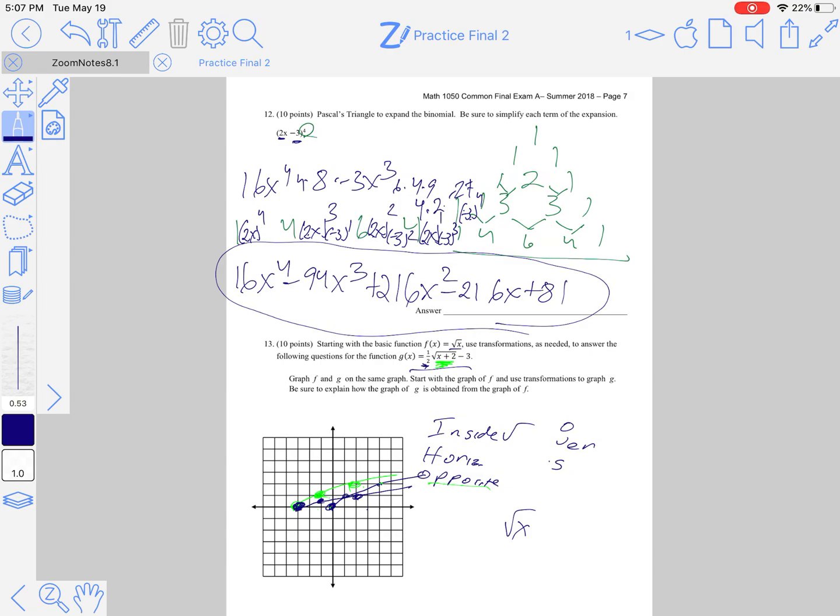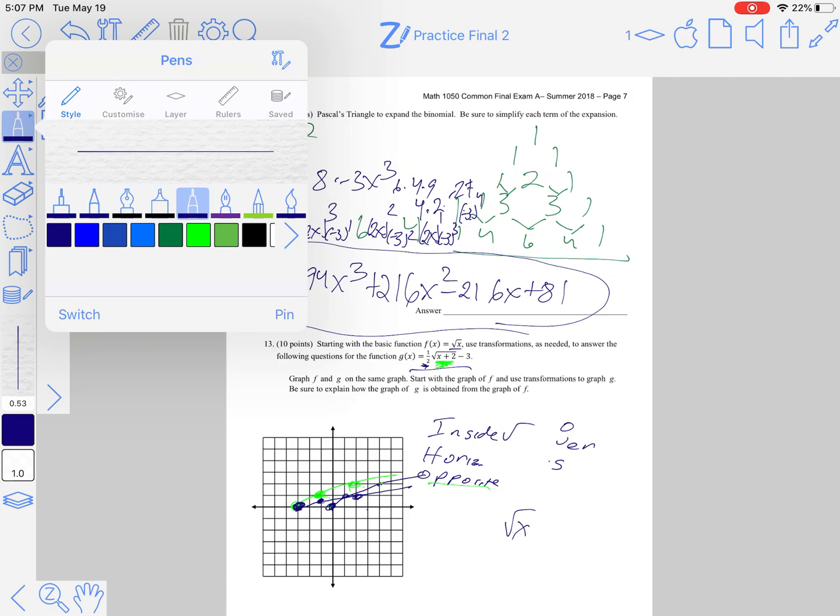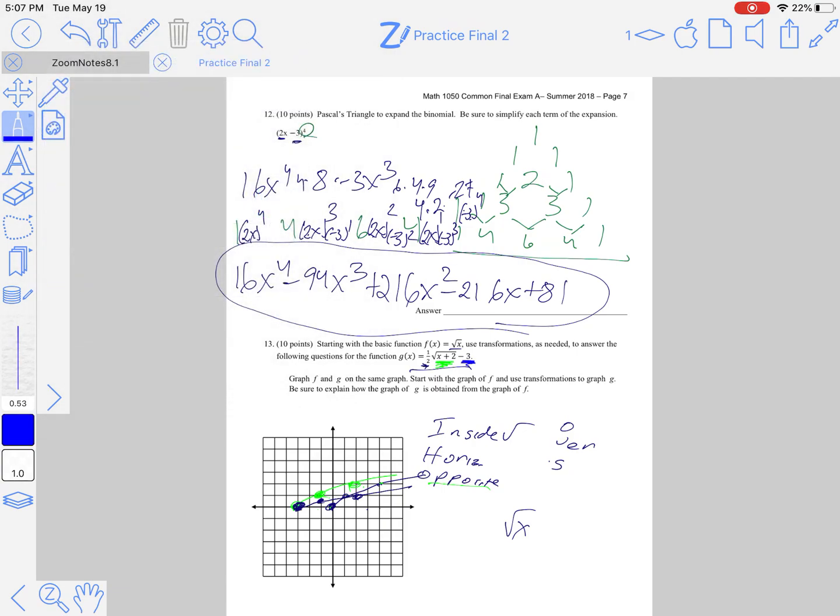Now the last thing we're going to do is we're going to shift down 3. Why are we shifting down 3? Well, that's because that's what this says right here. This says shift down 3. So this point's going down 1, 2, 3. This point's going down 1, 2, 3. And this point right here is going down 1, 2, 3. And there's our graph. And the original is on there. Okay, we're done.